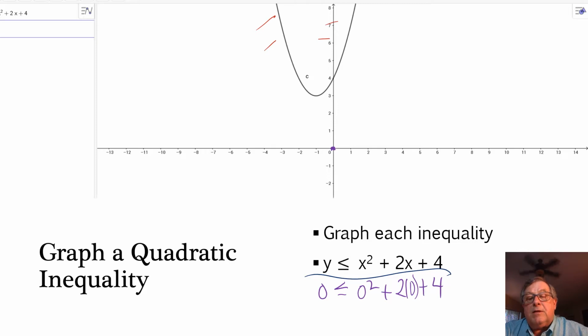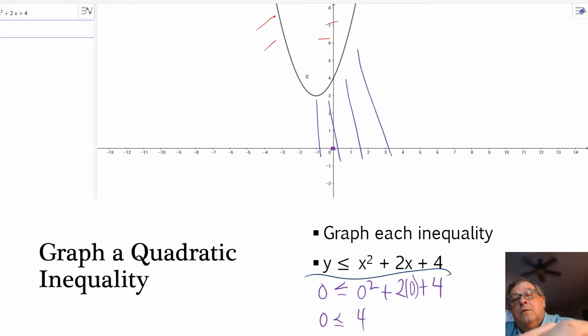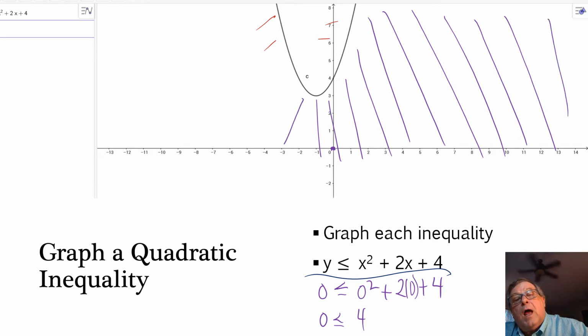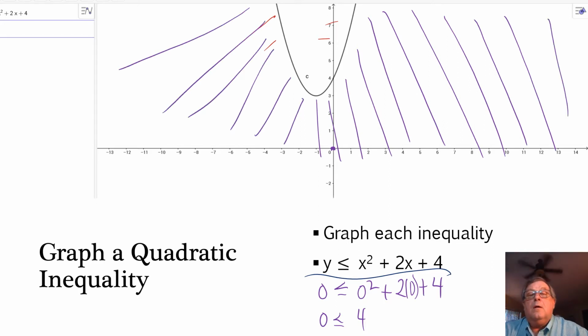So let's see. 0 is less than 0 squared plus 2 times 0 plus 4. And so this really ends up at 0 is less than 4. And I ask myself, is that true? Well, of course that's true. 0 is less than 4. And so I'm going to shade the region in which the origin lies. And so, if you will, my solution set is that region. And I might look at that as it's lying outside of the parabola.